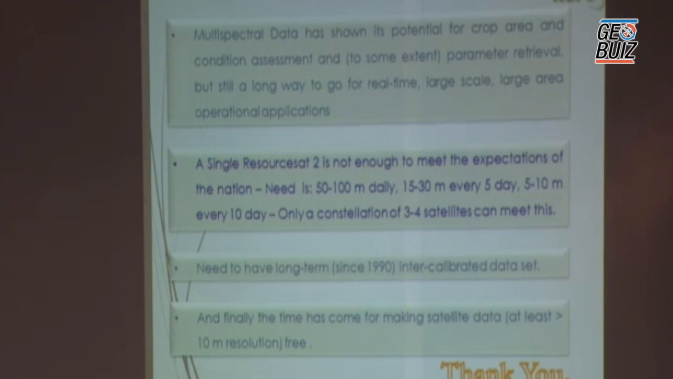And finally, the time has come for making satellite data free. Why should you charge for satellite data, especially data of more than 10-meter resolution? Landsat is free, which is 30-meter resolution. There has been a very detailed study on the impact of Landsat free data.